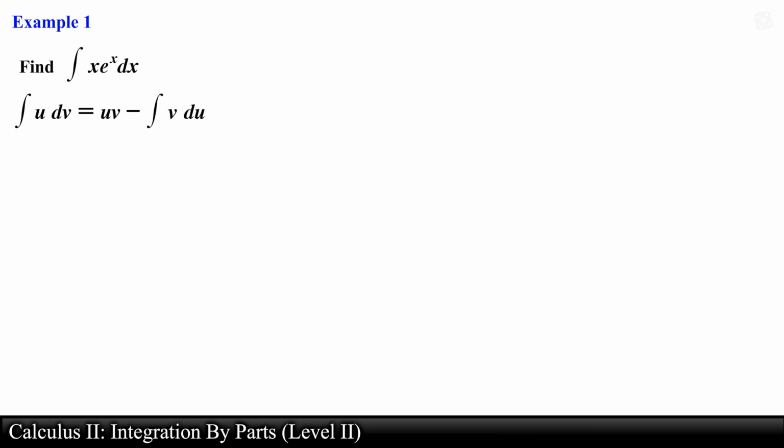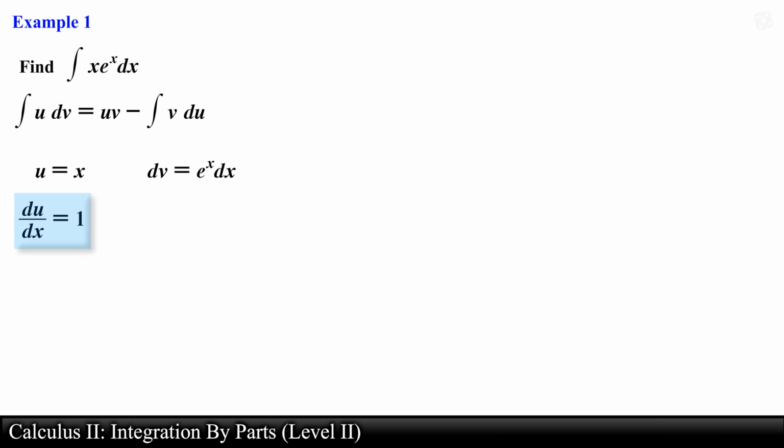The first step is the same. We need to decide what function u will equal to and what function will dv equal to. Remember, you want u to be a function that becomes simpler when you take its derivative, and let dv be a function for which you can easily find its integral. With that said, we let u equal x, and we let dv equal e to the x dx. Make sure you include the differential dx when selecting your dv. This is an important detail.